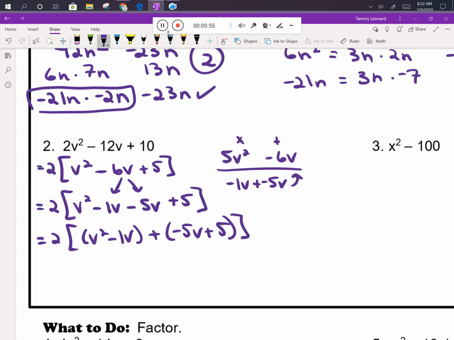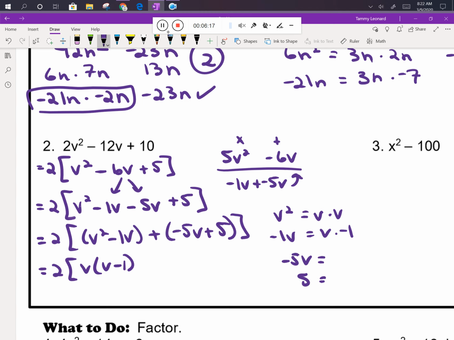So now I'm looking for GCFs like we've done in the past. If I've got v squared and negative v, they have a v in common. The top needs to be multiplied by another v, and the bottom needs to be multiplied by a negative 1. So I can factor out the v that they share and leave behind a binomial of v minus 1. Then I look at negative 5v and positive 5. Remember, if the first term is negative, you always take a negative, but this time instead of taking negative 1, we can actually take negative 5. The top would need to be multiplied by a v and the bottom by a negative 1. So I factor out the negative 5 that they have in common, and I leave in a v minus 1.